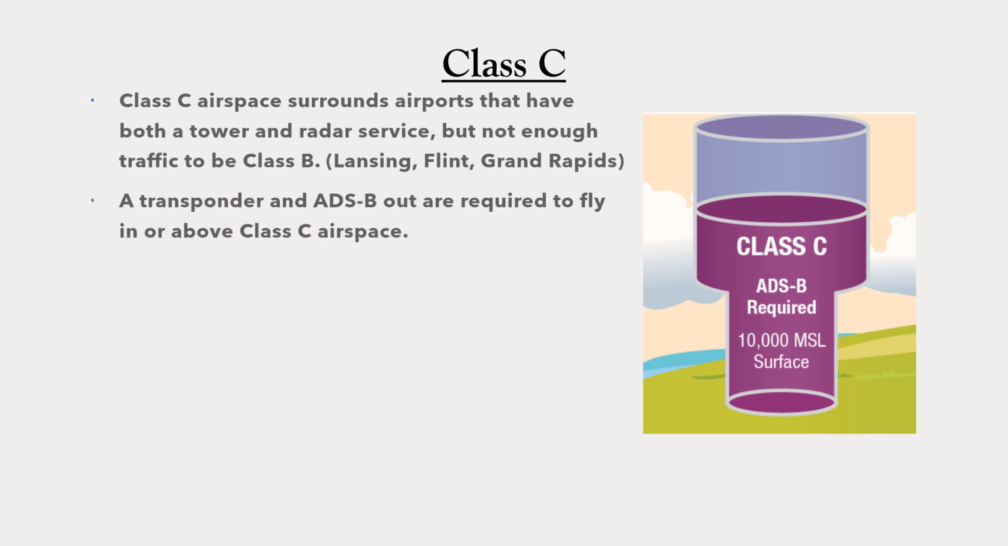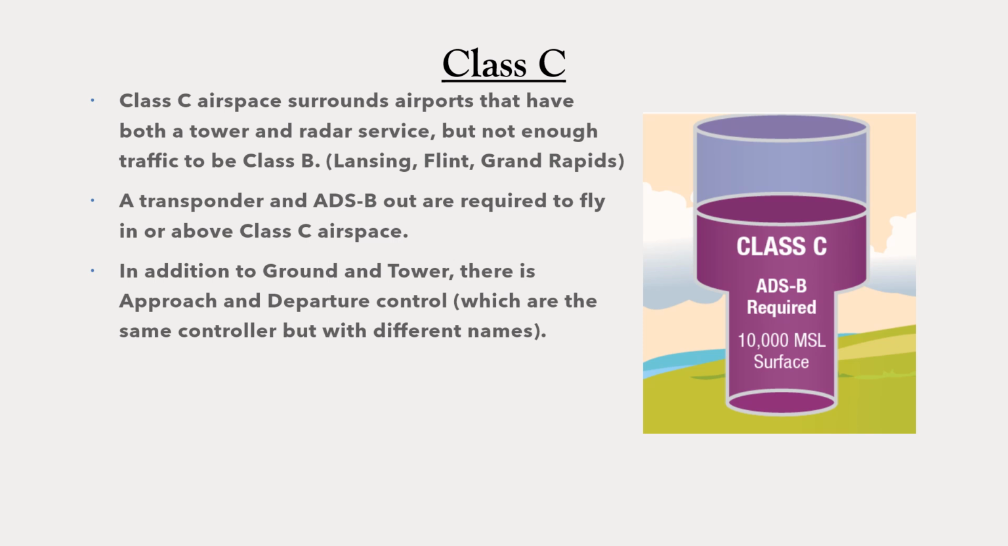Some extra rules when you fly there. You need a transponder and you need ADS-B out, both to go in the Class C airspace and to go above the Class C airspace. There are some exceptions to these rules for aircraft without engine-driven electrical systems, which can apply to some gliders. But you probably wouldn't be operating in that airspace unless you were flying an aircraft that had the electrical system.